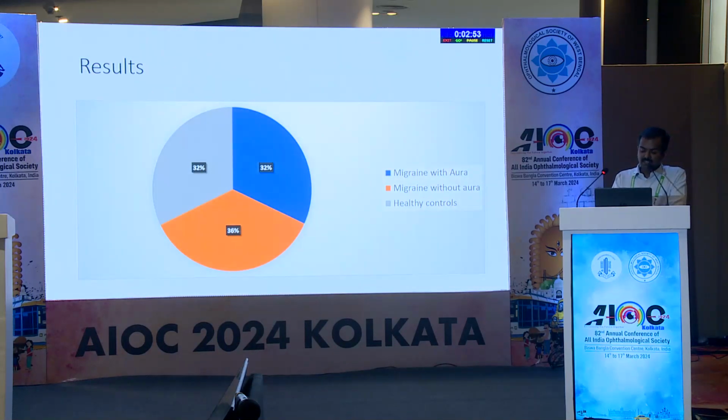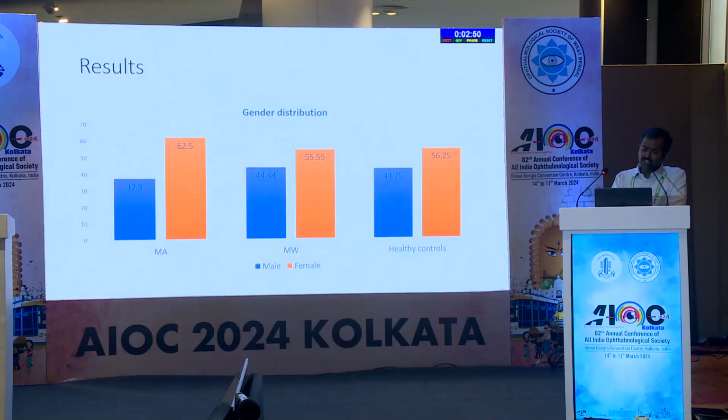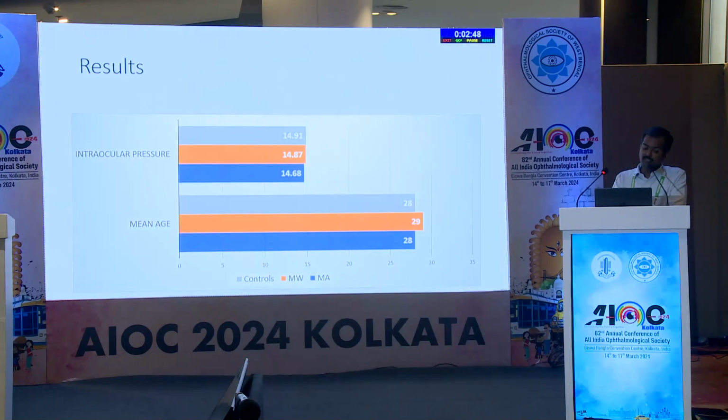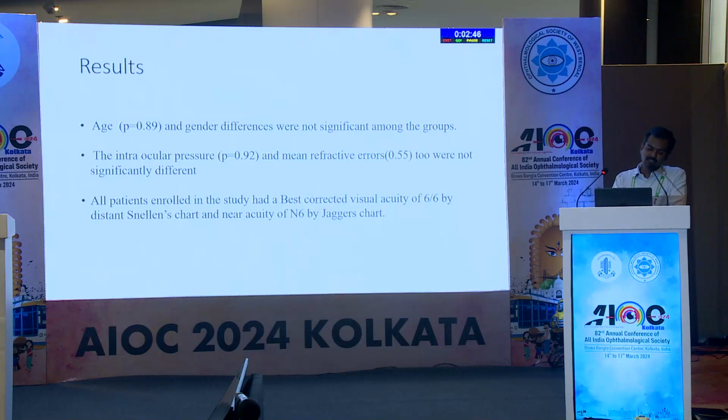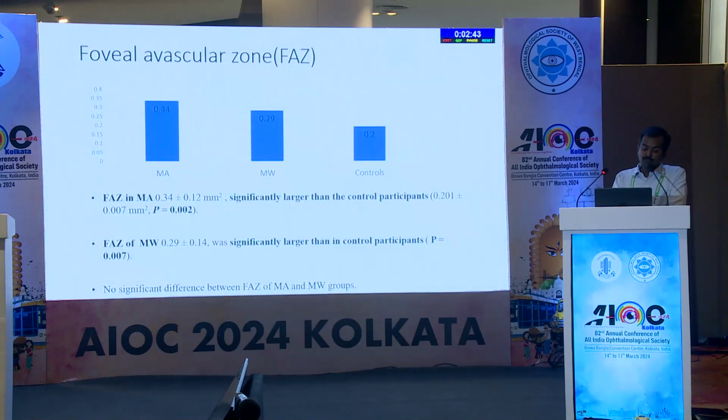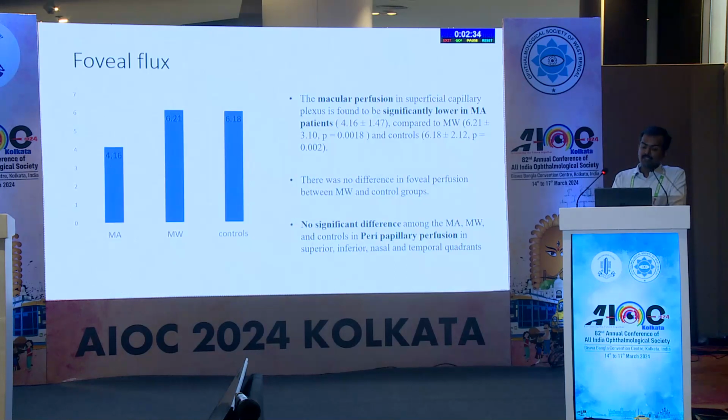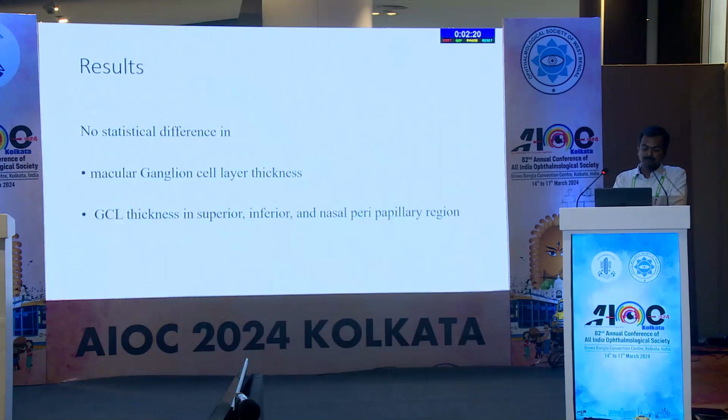We analyzed 100 eyes in three groups. The gender distribution, intraocular pressure, and mean age were equally distributed in all three groups. We found that the foveal avascular zone in migraine patients with aura and without aura was significantly larger when compared to controls. Macular perfusion in the superficial capillary plexus was significantly lower in migraine patients with aura when compared to the other two groups. No significant difference in peripapillary perfusion was seen between all three groups.